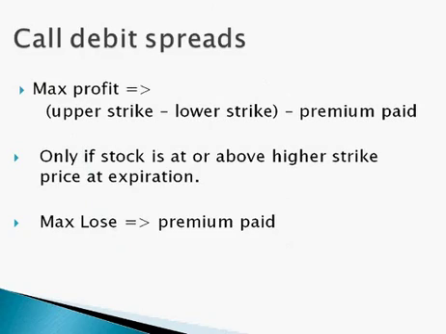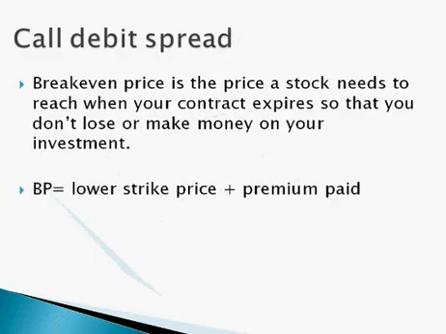Only if the stock is at or above the higher strike price at expiration, you're going to be Gucci. You're going to make the maximum profit. The max loss is going to be the premium that you paid. So the break-even price point, let's just refresh what a break-even price point is: the price the stock needs to reach when your contract expires so that you don't lose or make money on your investment.